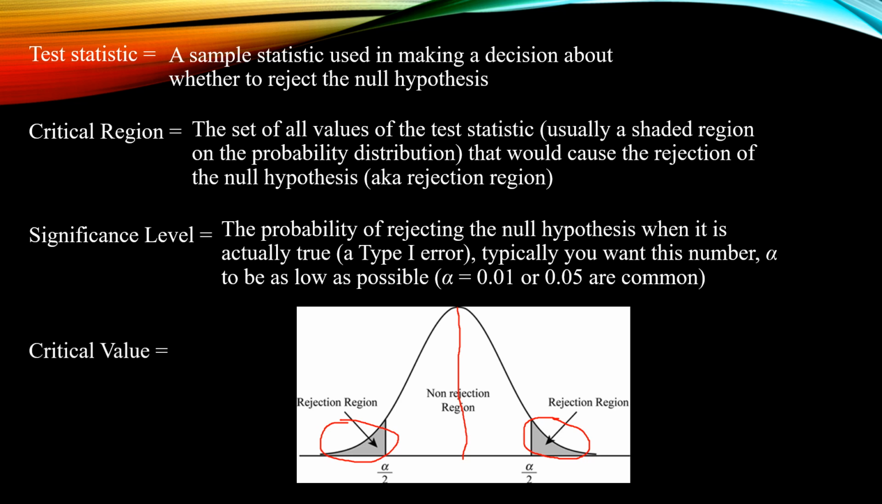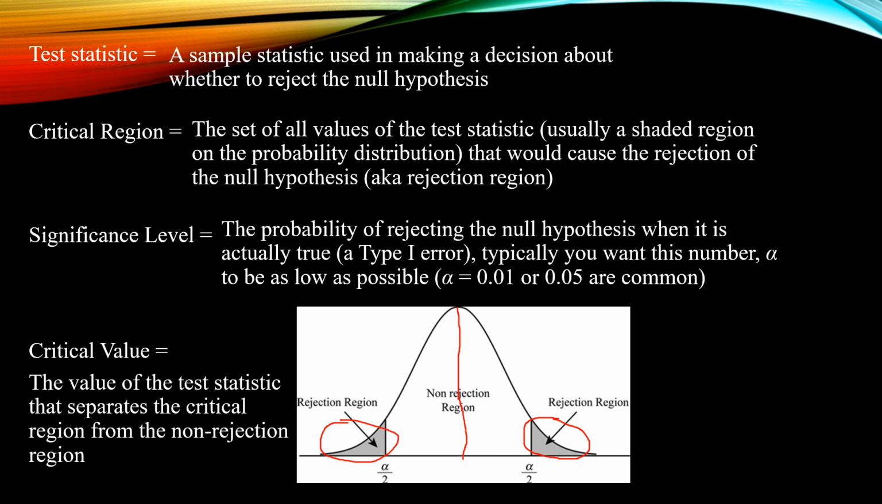So the critical value is the actual value of the test statistic that's on that boundary. It separates the rejection region from the non-rejection region, the critical region from the acceptable region for the null hypothesis. So it will be the value of the test statistic that lies specifically at those boundary points on your critical region.